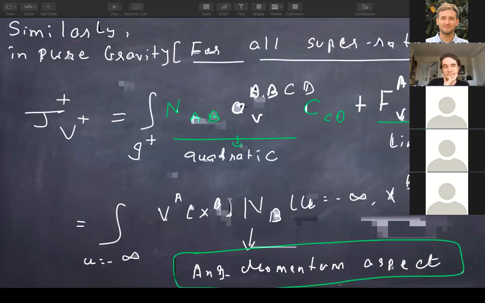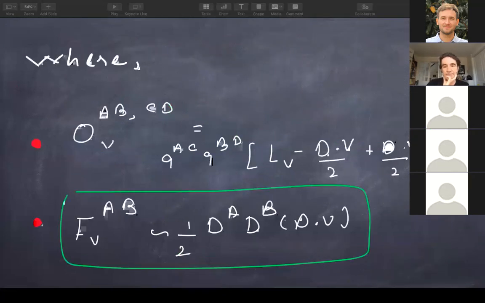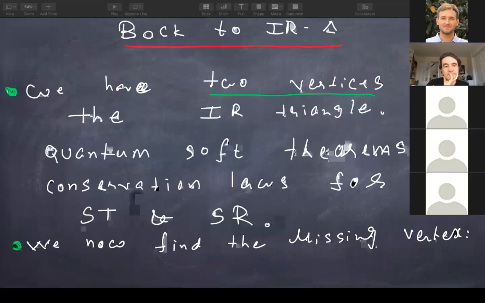Yes, you are right that if we take this charge and look at the bracket of this charge with the news, it does not preserve the phase space of Ashtekar-Streubel, and this is something I will come to in some time. But before that, we will first try to find the missing vertex, which is the classical observable.